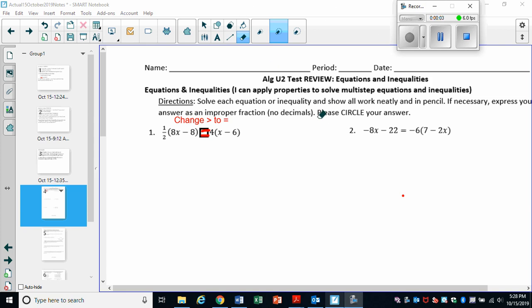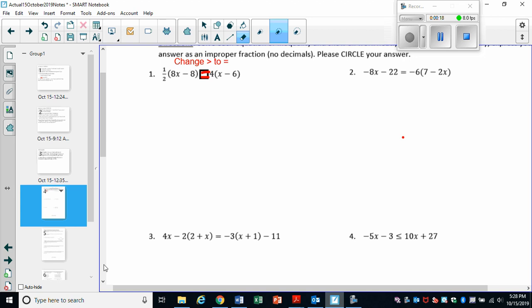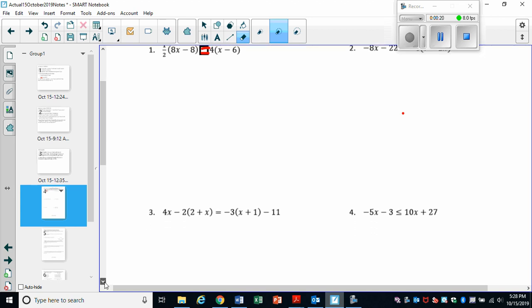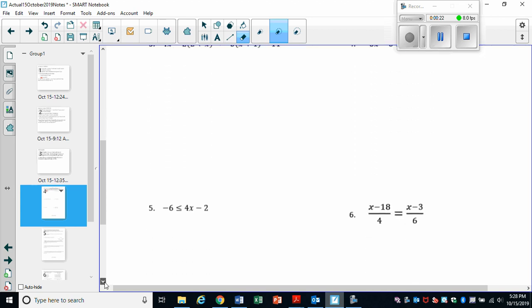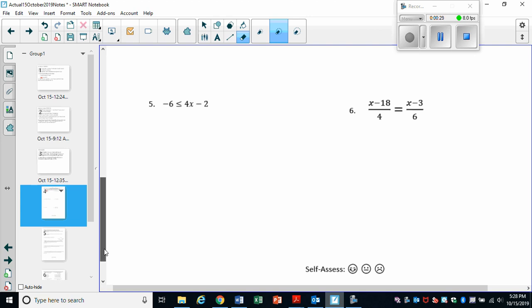Hi everybody. This is just a summary regarding your quiz test review, which your test will be two parts, Friday and Monday. So problems 1, 2, 3, 4, 5, and 6. You need to solve for the equation or the inequality.